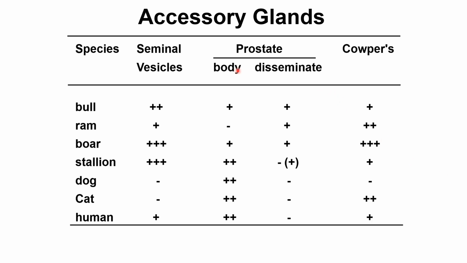For example, in the case of the dog, the seminal vesicle and the Cowper's gland are absent, whereas the prostate is present. In the dog, the body of the prostate is present, but the disseminate part is absent. For the bull, all of the accessory sex glands are present. For humans, on the other hand, all are present except for the disseminate part of the prostate.